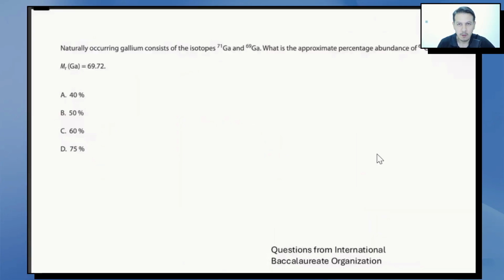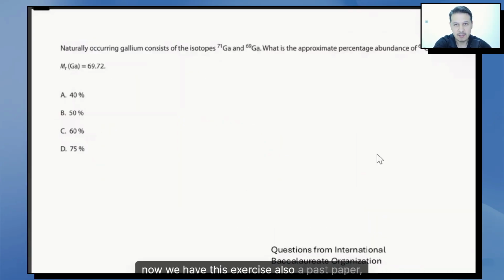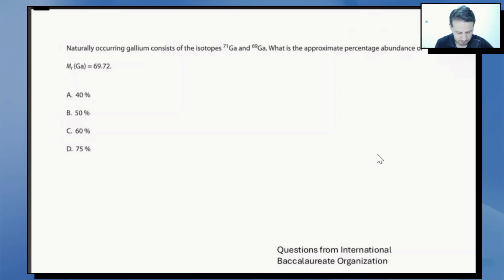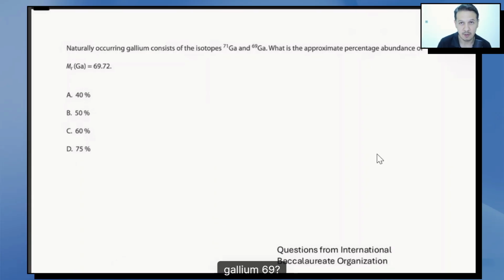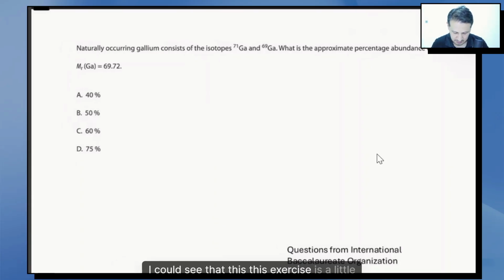Okay, now we have this exercise, also a past paper, one for a national paper. Here we have a naturally occurring gallium consists of the isotopes 71 gallium and 69 gallium. What is the approximate percentage abundance of gallium 69? I could see that this exercise is a little bit long and not challenging, but it's a little bit of algebra that one needs to use.